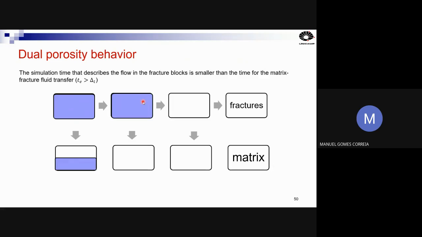Okay, so when we compare this with the last slide, this means that the simulation time that describes the flow in the fracture blocks is smaller than the time for the matrix fracture fluid transfer, okay? So we have two physical phenomena that are occurring in different spaces for the same time. So this is a kind of example that is very difficult to make some kind of average between these properties. This saturation is very difficult because you already have a flow that is going in this block. So another example that I'm going to show.